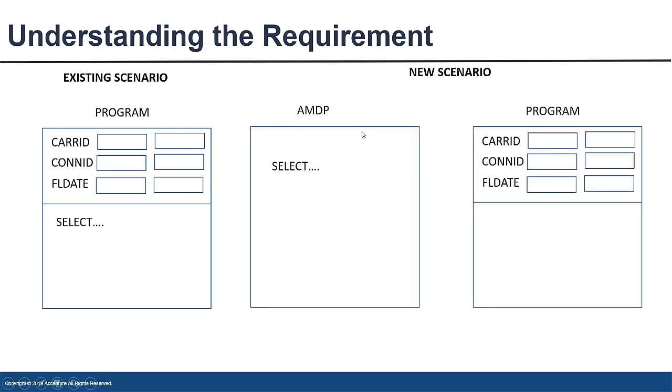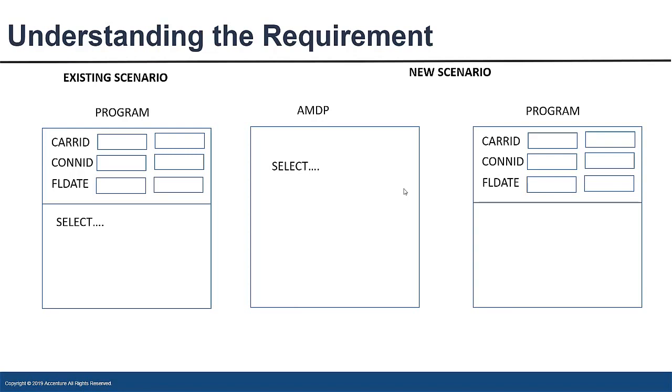you have two different entities. One is AMDP and one is your program. You are going to write the select statement in AMDP and your selection screen will be there in your program. So when you are writing a select statement in AMDP, you don't know what the selection screen will be exactly.